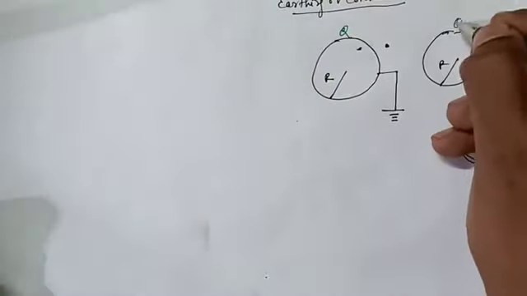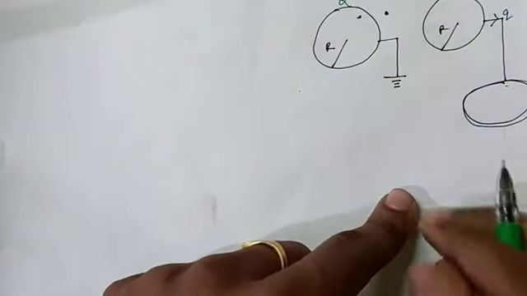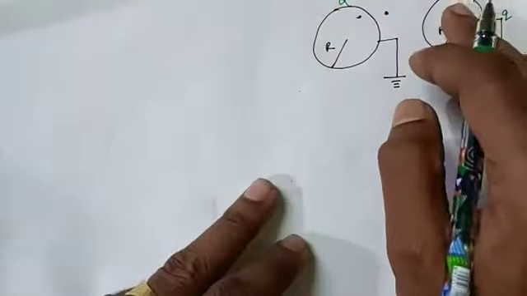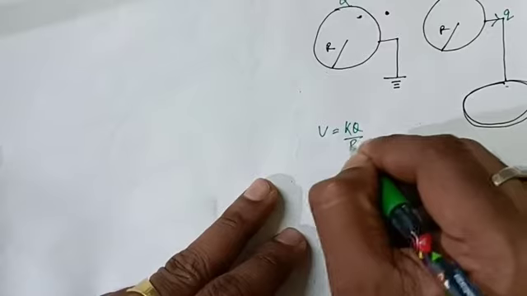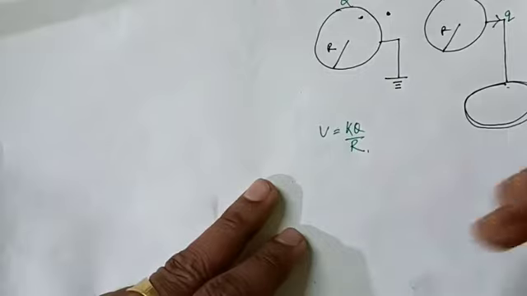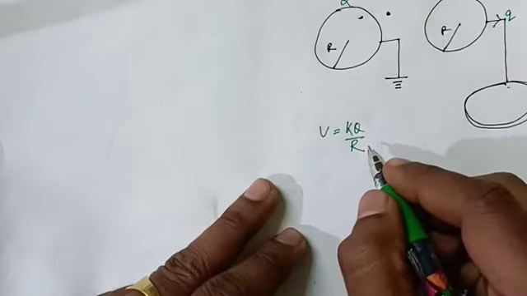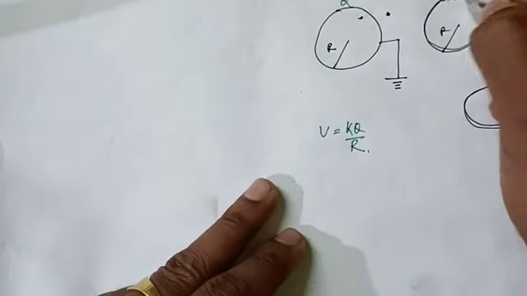Suppose a conductor has charge Q on its surface. Now I simply connect it with the earth. Charge will flow. Suppose q amount of charge flows, because of higher potential and lower potential. Let me check the potential of this conductor. It is KQ upon R. And what is the potential of the earth? The radius of the earth is about 6400 kilometers. So definitely the potential of this conductor is greater than the potential of the earth.